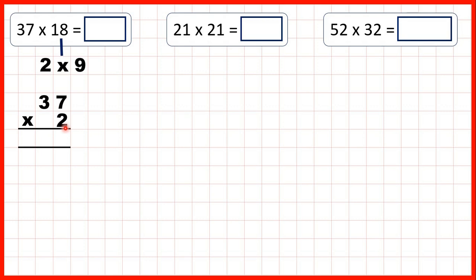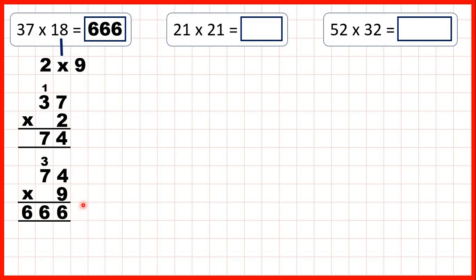So 7 times 2 is 14, so 1, 4. 3 times 2 is 6, plus 1 is 7. So now we can take that answer, the 74, and multiply it by the other factor, so by 9. 4 times 9 is 36, so 3, 6. 7 times 9 is 63, plus 3 is 66. So 37 times 18 is 666. So instead of using long multiplication, we can use short multiplication twice.